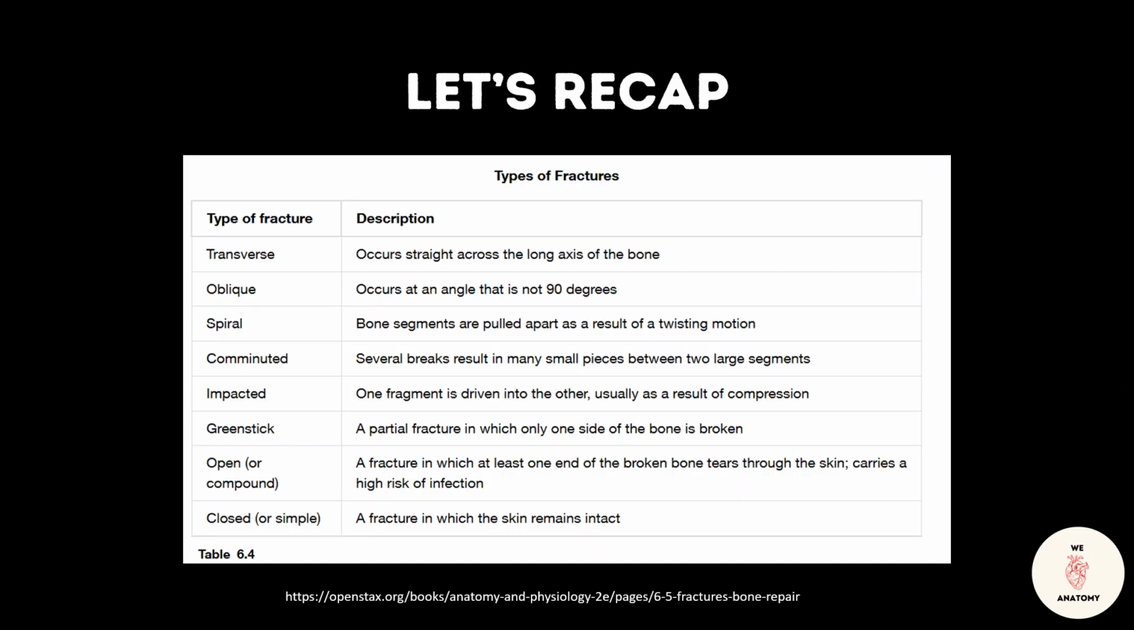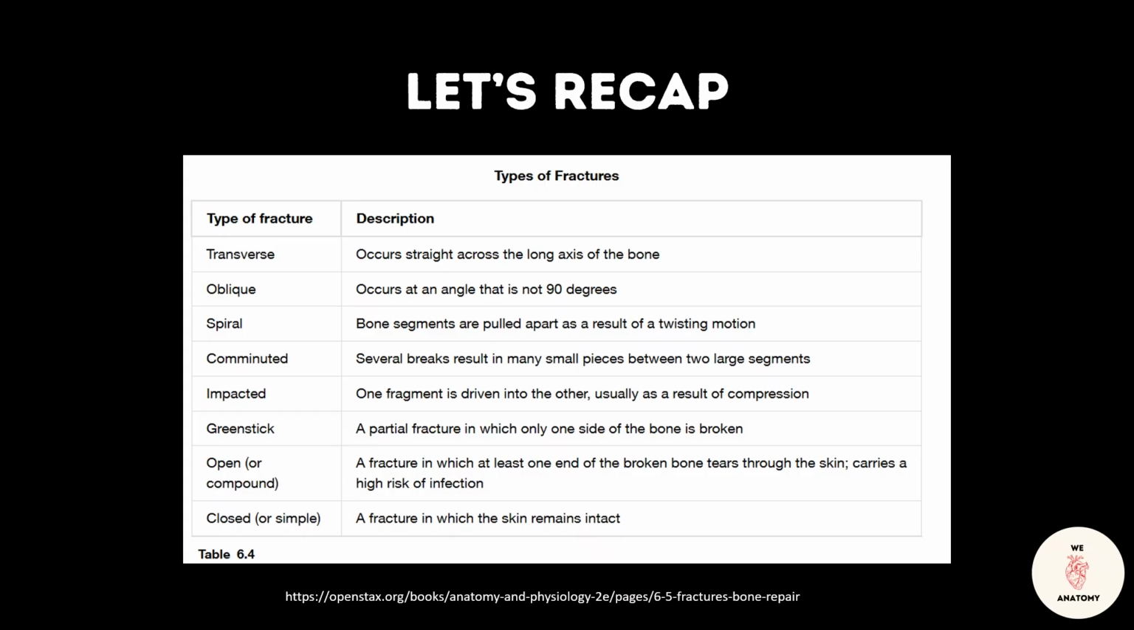Here's a quick recap of our fracture types. A transverse fracture is straight across the long axis of the bone, perpendicular to the shaft. An oblique fracture occurs at an angle other than 90 degrees to the shaft. A spiral fracture is like a corkscrew fracture from a twisting injury. A comminuted fracture results in several bone fragments.